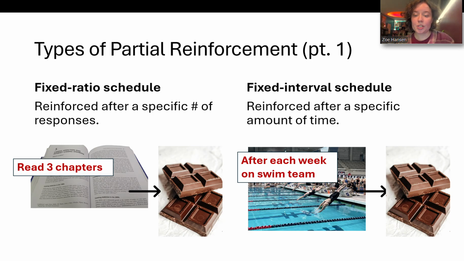First, we have our fixed ratio schedules and our fixed interval schedules. So fixed ratio schedules describe reinforcement that happens after a specific number of responses. So for example, after reading 3 chapters of a textbook, you are then rewarded with 1 chocolate bar. A fixed interval schedule describes reinforcement that happens after a specific amount of time. So after participating on swim team for a week, then you receive that same chocolate bar.